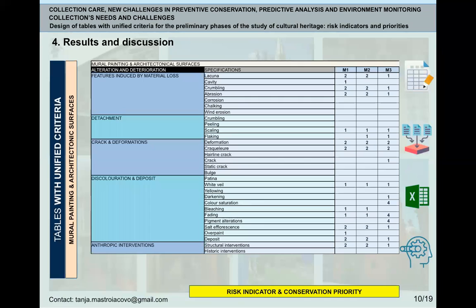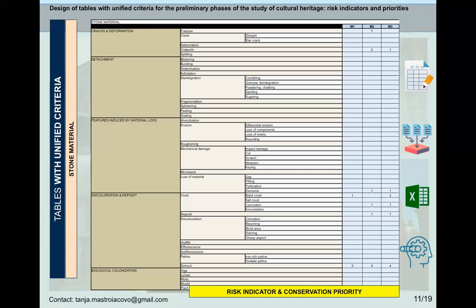Here is the prototype of the registry worksheet with unified criteria generated for mural paintings, and following it the one generated for stone material. The entry of the information followed by data analysis was done in digital worksheets, in this case Excel, previously endowed with the mathematical formulas necessary, thus generating values finally defined as conservational and priority risk indicators.